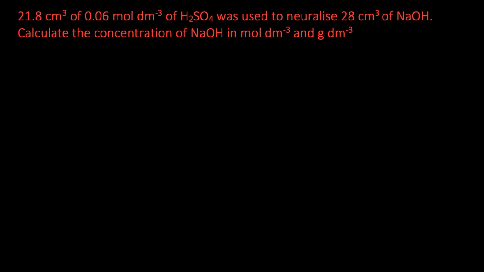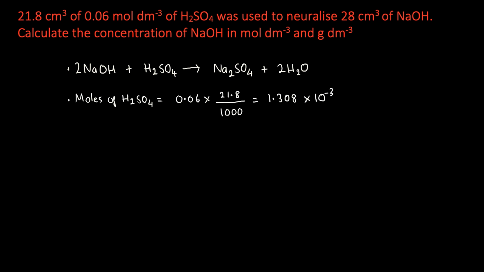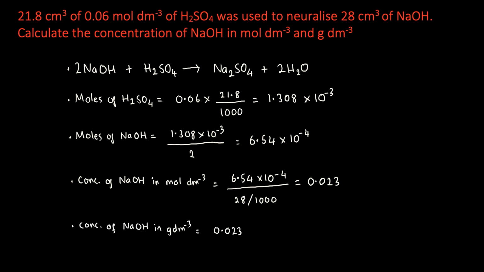Write down the balanced equation. Now work out the moles of sulfuric acid and the moles of NaOH. It's half the amount since the ratio is 2:1. Calculate the concentration of NaOH, and to get it in grams per dm cubed, multiply by the molecular mass, and we get 0.92.